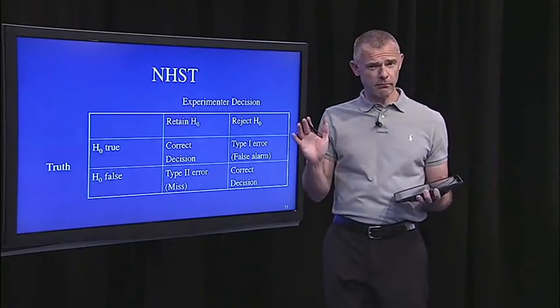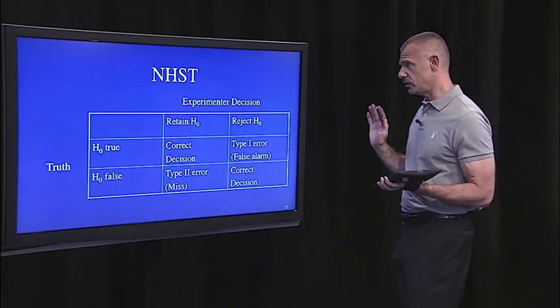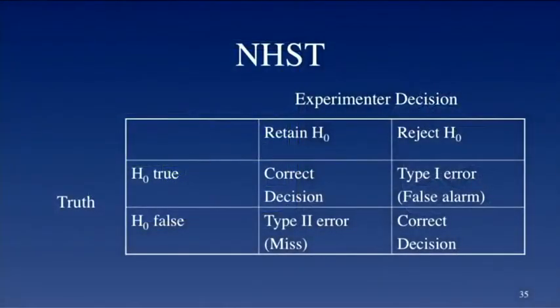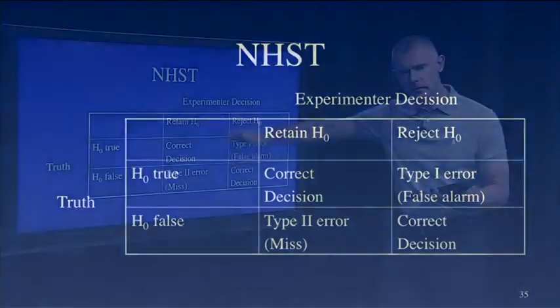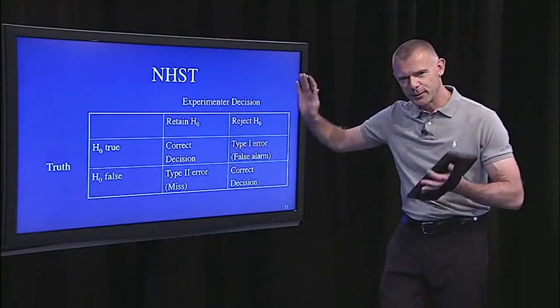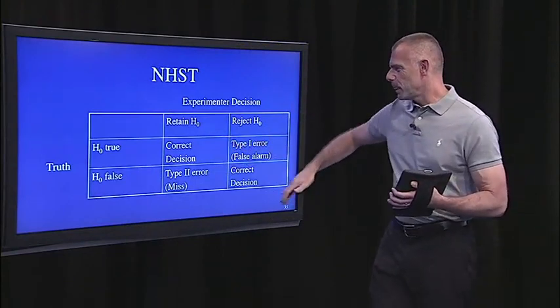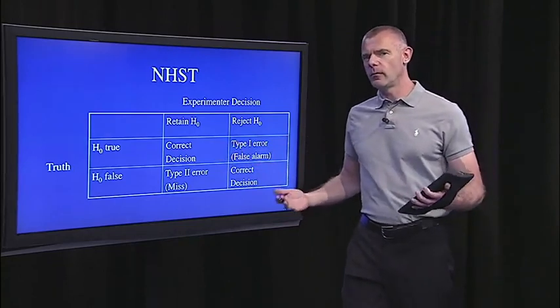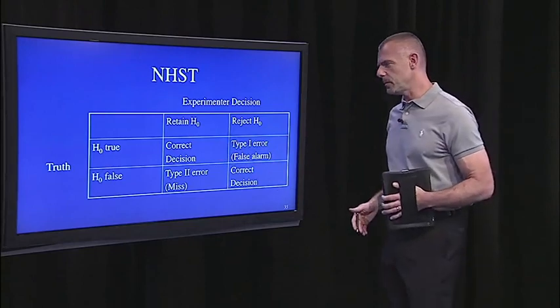So again, if we play this game, the NHST game, then you'll wind up in one of these four outcomes. As the experimenter, you have to decide to reject the null hypothesis or retain the null hypothesis. And in the world, the truth is out there, or the truthiness is out there, since this is all probabilistic. Either the null is true or the null is false. We don't know. That's the point of engaging in the research in the first place, right?